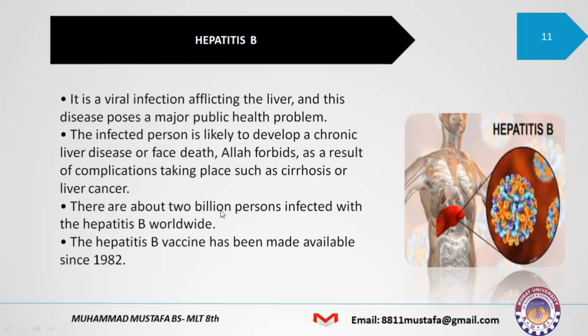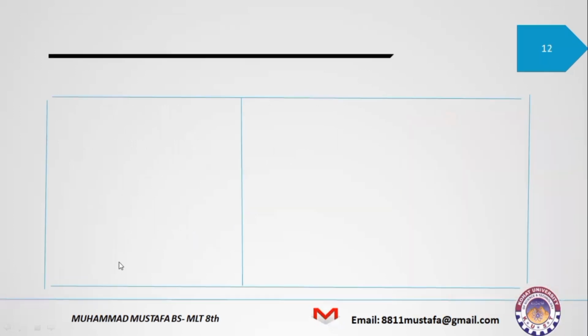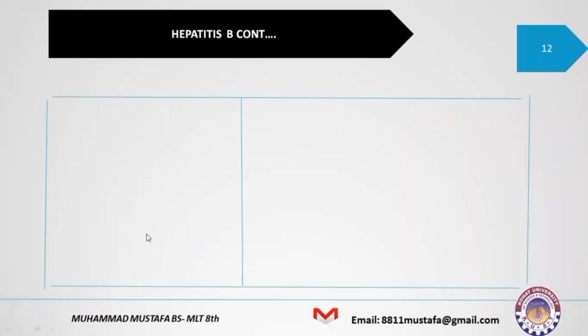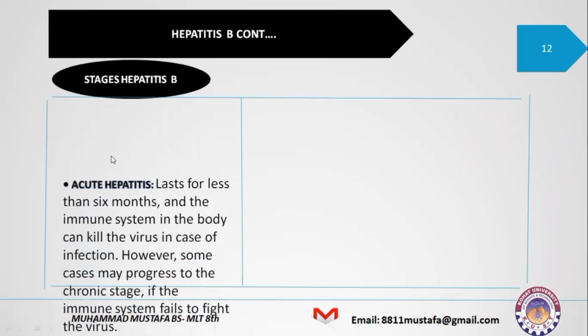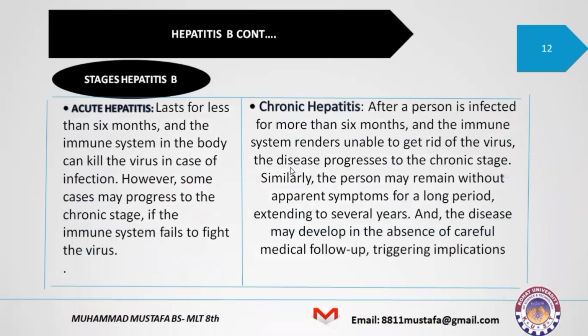There are about 2 billion persons infected with hepatitis B worldwide. The hepatitis B vaccine has been available since 1982. There are two stages of hepatitis B: one is the acute stage and the second one is chronic hepatitis.